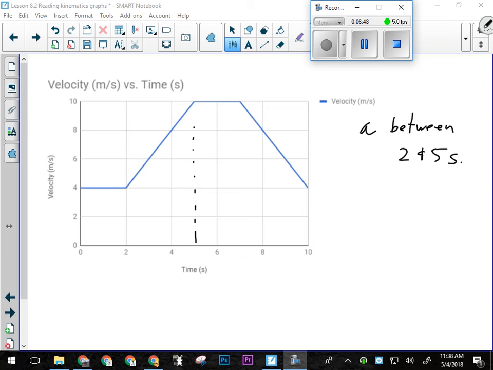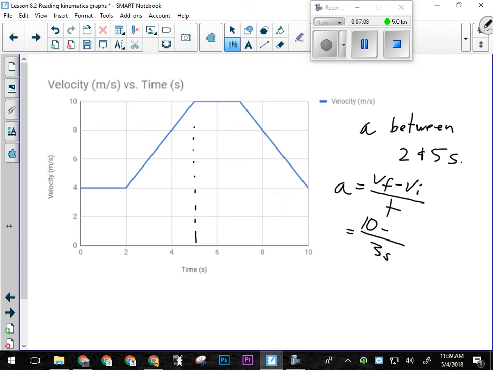All right, so again, we always calculate acceleration by finding the change in velocity, so VF minus VI, and dividing by time. We already know the time is between 2 and 5 seconds, so how long is that? 3 seconds. Our final velocity is 10 meters per second according to the graph. And our initial velocity, for this section anyway, is 4 meters per second. So we've got 6 over 3. Our acceleration there is 2 meters per second squared, and that would be positive because it's accelerating, it's going faster.